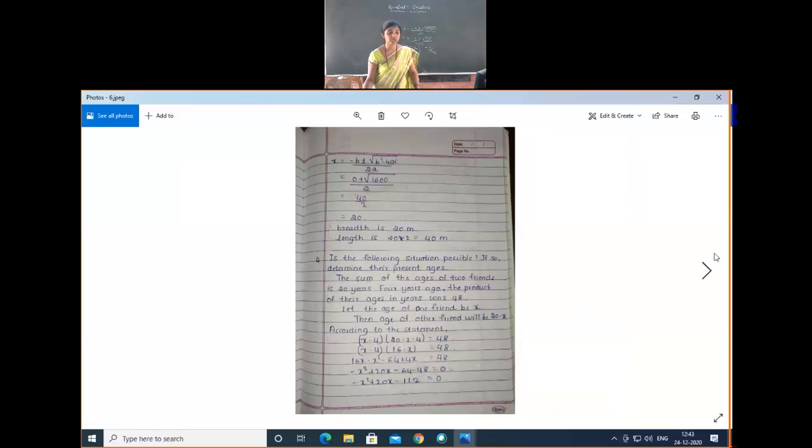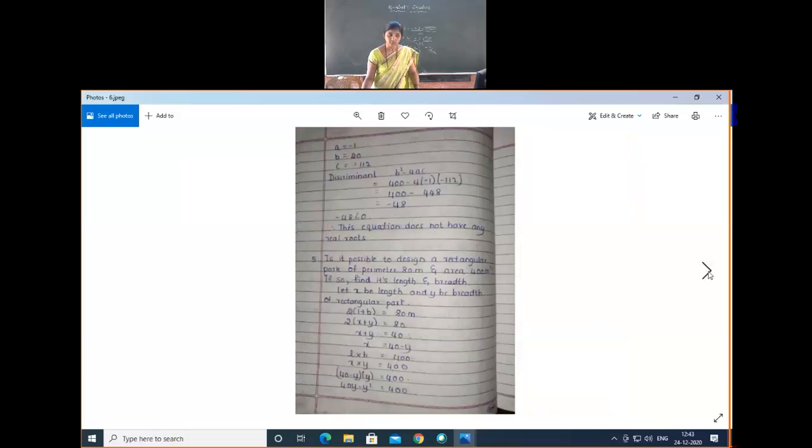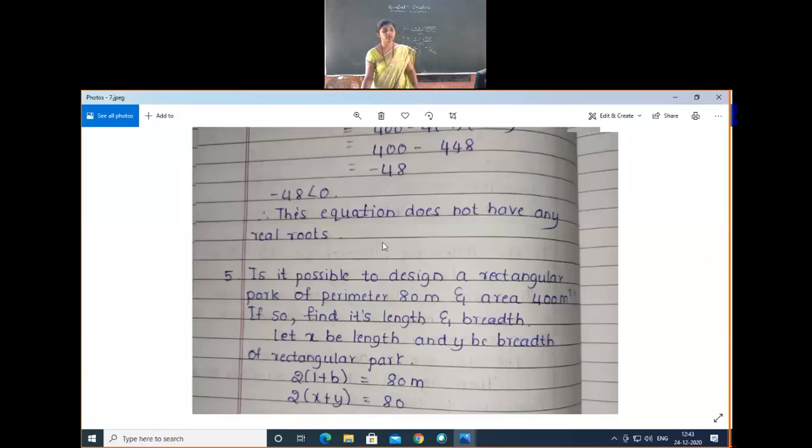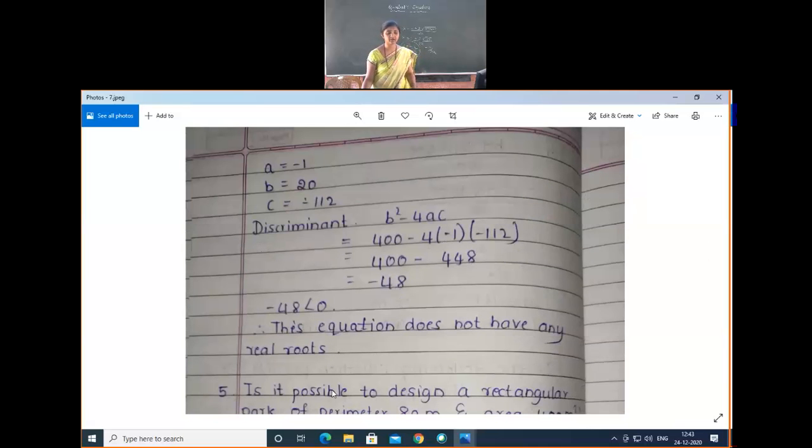Now we have to see the nature of the roots, no? See here, the a value will keep minus only, or you can multiply the whole equation by a negative sign to remove the first negative sign. Okay, here we are taking the equation as it is. A value is minus 1, b value is 20, c value is minus 112. Find out the discriminant, b square minus 4ac.